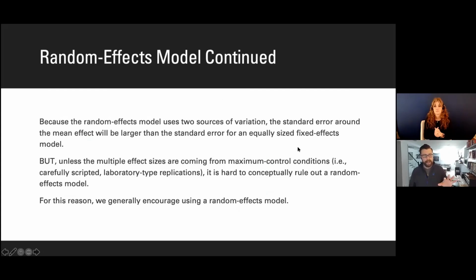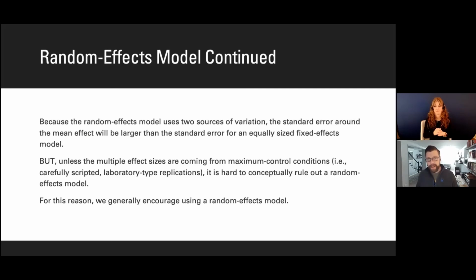Because we're going to apply 2 different sources of variation under the random effects model, the standard error for the mean effects when that between study variance is not 0 is going to be larger than the standard error for an equally sized fixed effects model, okay? Right, because we don't just have sampling variance, but we have between study variance.